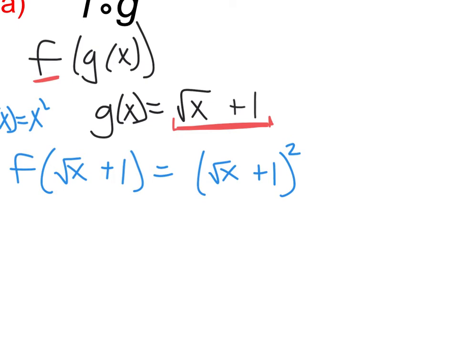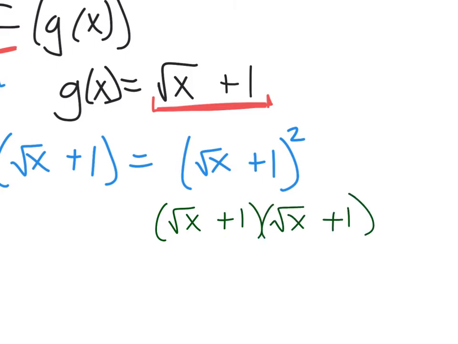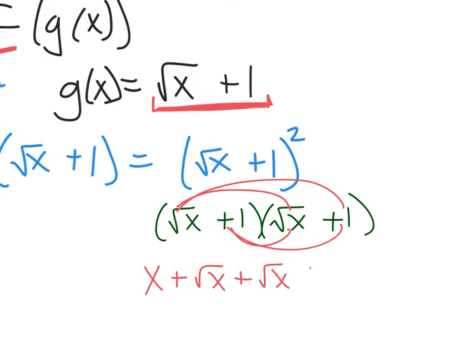And then here we can simplify because we know squared means we're going to write it out twice and multiply. So let's see what we get here. Square root of x plus 1 times square root of x plus 1. Multiplying through, root x times root x is just x, or the square root of x squared, which is x. Here we get plus 1 root x, plus 1 root x, and then plus 1. So here we'd get x plus 2 square root x plus 1.